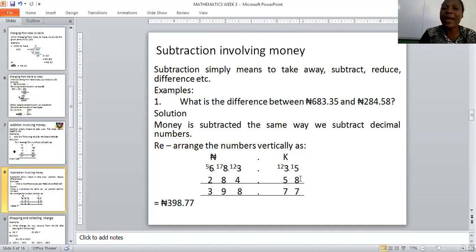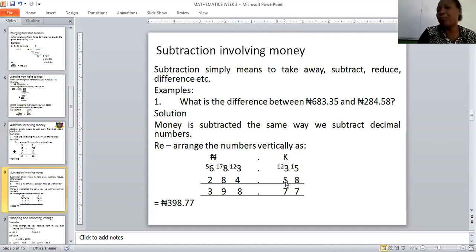5 take away 8 is not possible. I will come to the next digit, which is 3. You borrow 1 from 3, you take it to 5. This 3 will reduce to what? Excellent, 2. And this becomes 15. So 15 take away 8 will give you 7. Remember, we are now having 2 left here.